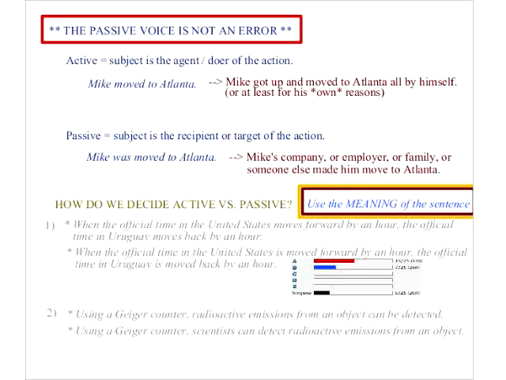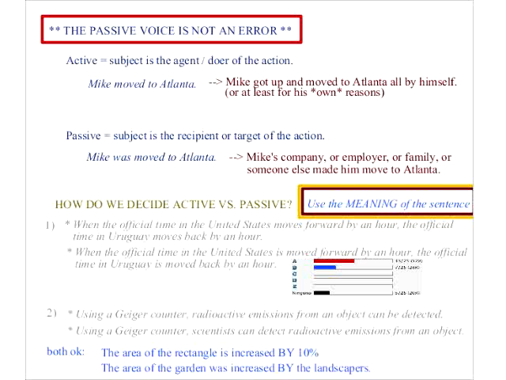Both are okay. If I say I grew by 6 inches over the summer, or the area of the rectangle is increased by 10%, or the area of the garden was increased by the gardener or the landscapers. These are two different uses of by. The first one of these is not the passive voice kind of by. This is a by that's used with quantitative increases or decreases.